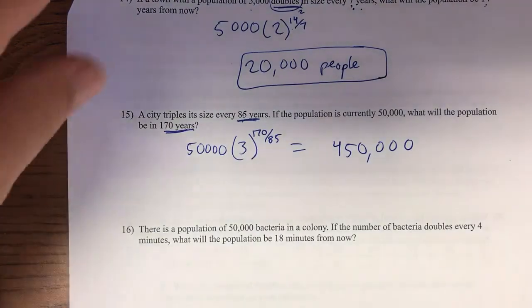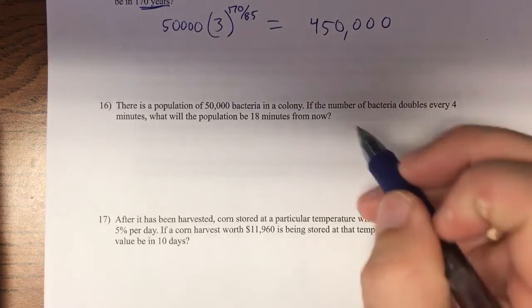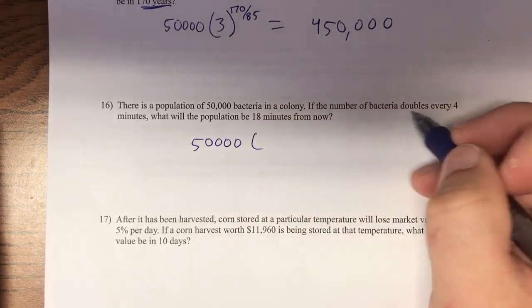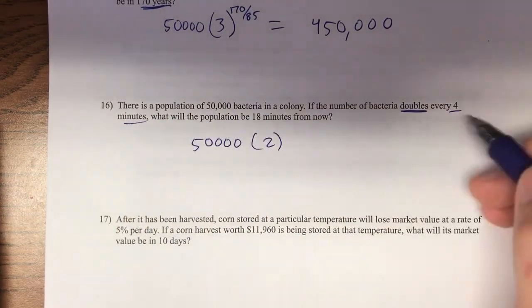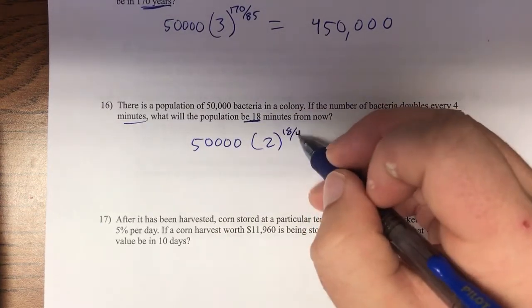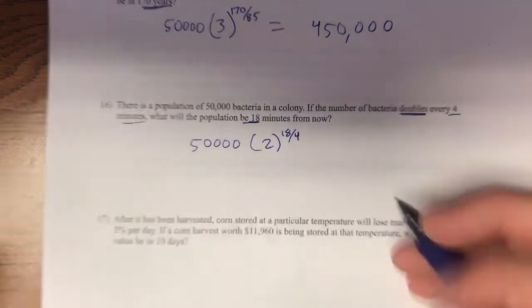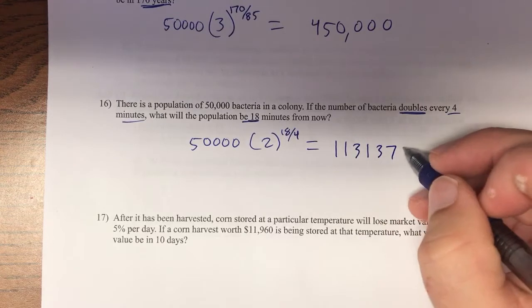And then the next one, number 16, very similar. We've got 50,000 bacteria. Number of bacteria doubles, and so we're going to have a 2 in parentheses every 4 minutes. So it doesn't double every minute, every 4 minutes, and we want to know 18 minutes from now. So we're going to take the 18, divide by how often it actually doubles, and I'm going to put it in the calculator, 50,000 times 2 raised to the 18 over 4, and that gets our answer 113137, and I'll round up to 1.